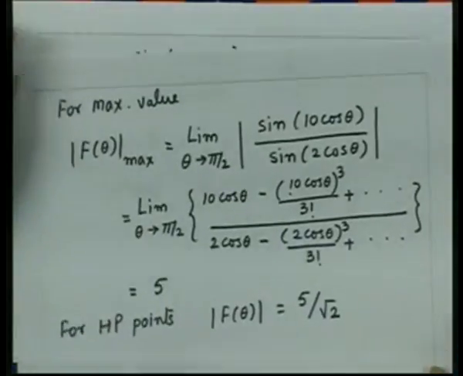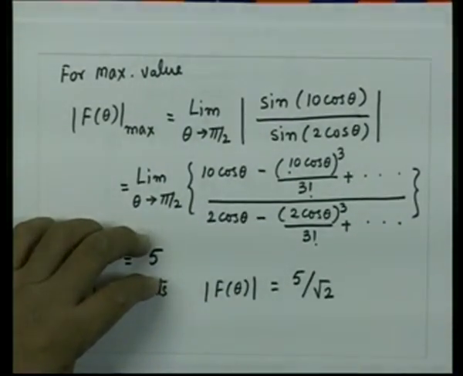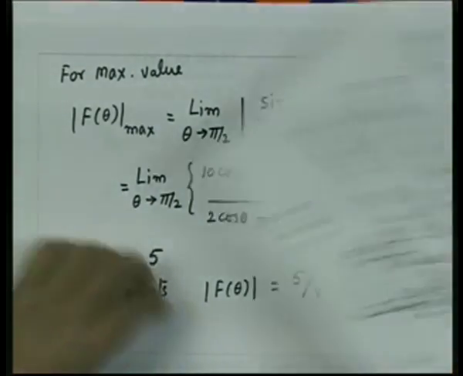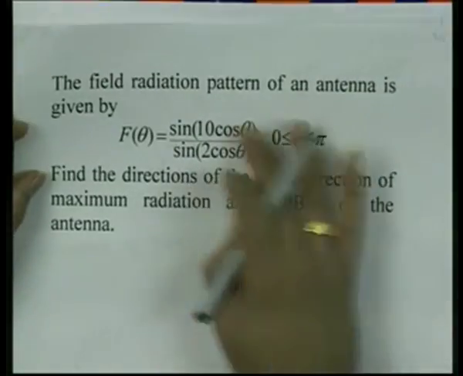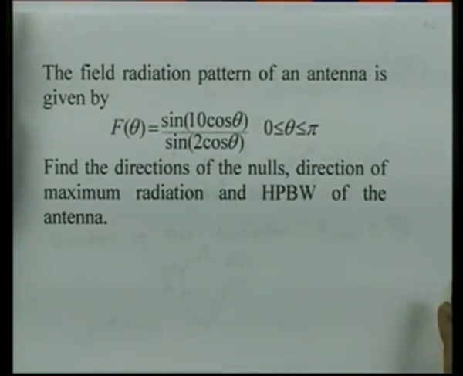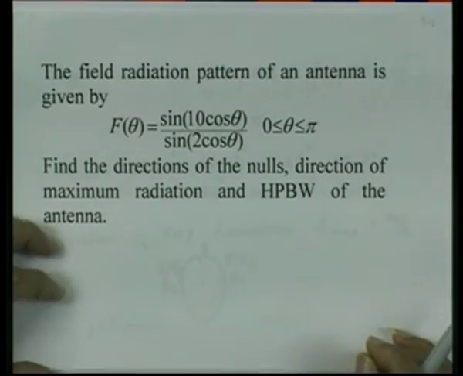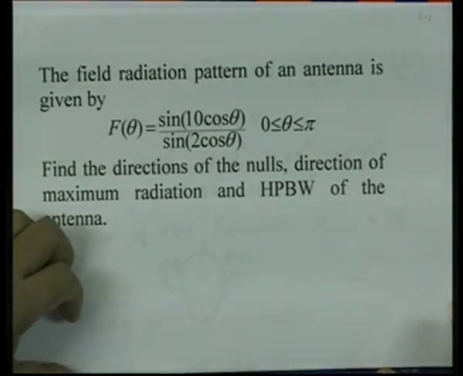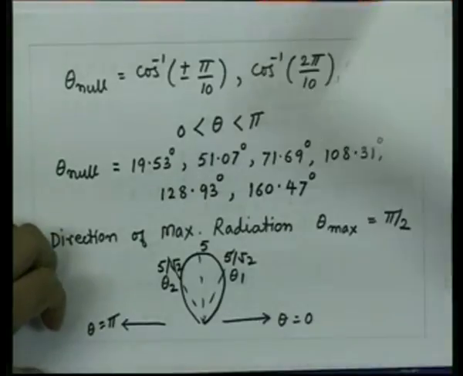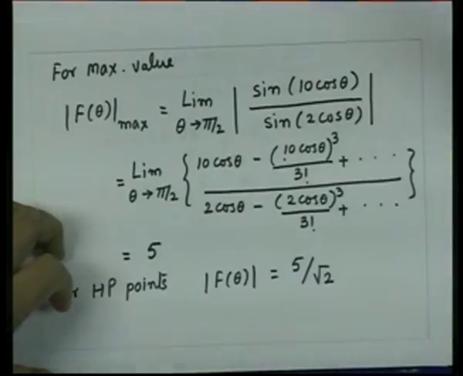So, depending upon the radiation pattern, one can solve the half power beam width analytically, or if the expression is not analytically solvable, then essentially you find out the angles at which the field reduces to 1 upon root 2 of its maximum value by using numerical techniques, and then one can find out the half power beam width of this antenna.